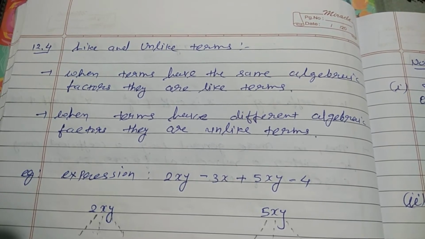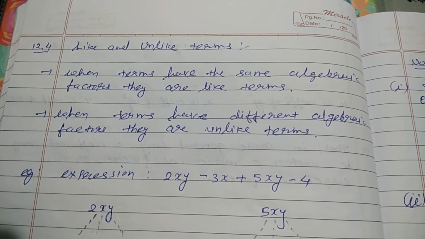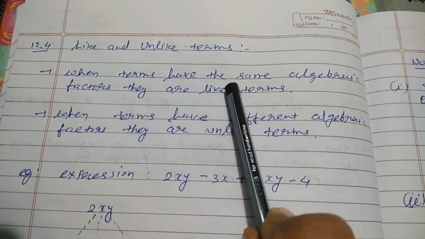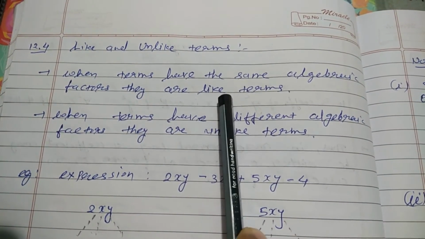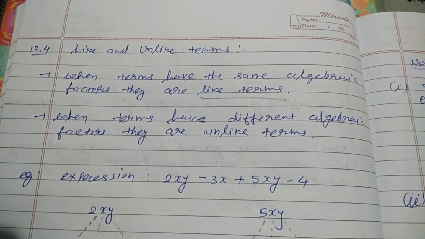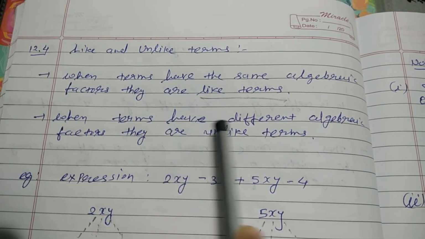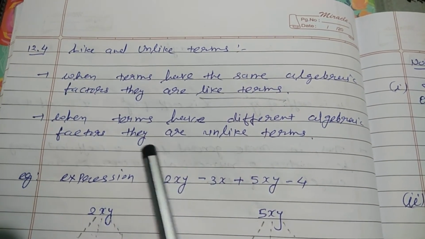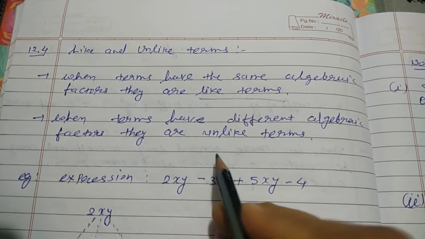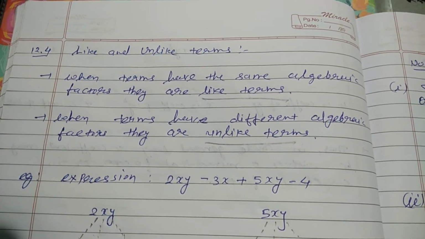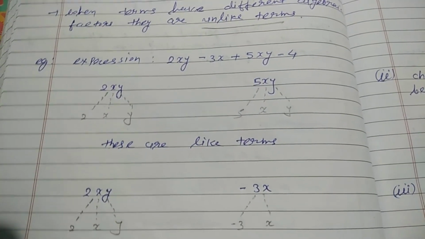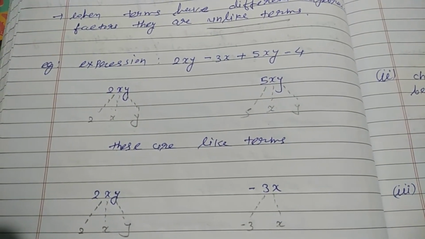Like and unlike terms. What are like terms? When terms have the same algebraic factors, they are like terms. And what are unlike terms? When terms have different algebraic factors, they are unlike terms. Now, how can we say whether these are like terms or unlike terms? We will see one example.